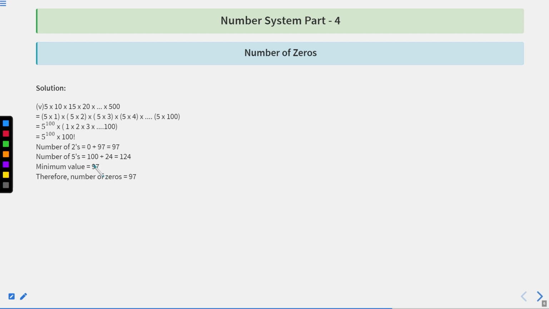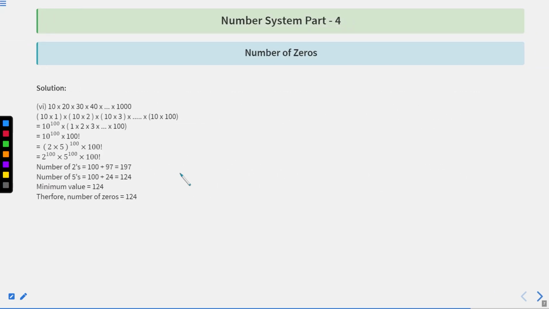I just told you, just counting fives will not always give you the correct answer, but in most cases it works. But you also need to check the number of 2's. Just like here, the number of 5's is greater than the number of 2's, so the number of 2's will decide how many zeros there will be. Therefore the minimum value is 97 and the number of zeros will be 97.